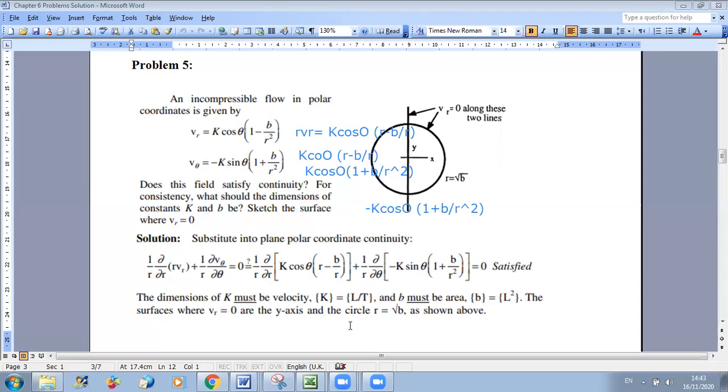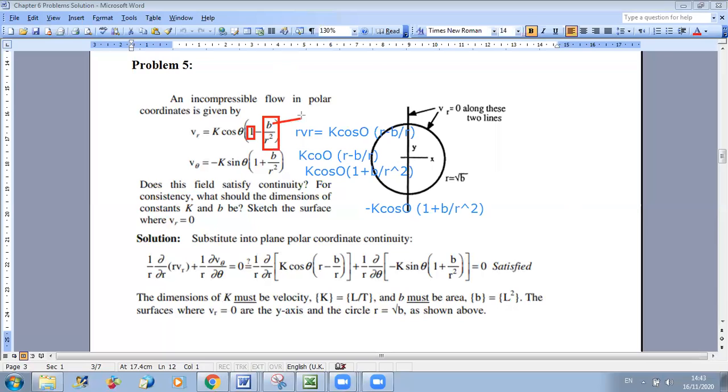So now, this is the first question. I verified that it is satisfying continuity. Now, what should be the dimensions of K and B? You remember the dimensional analysis? First, for B, look, you have 1 minus B over R squared. The 1 is without unit, so to be consistent, B also should be without unit. So what should be the unit of B? R is in meter and it's R squared, so B should be in meter squared.